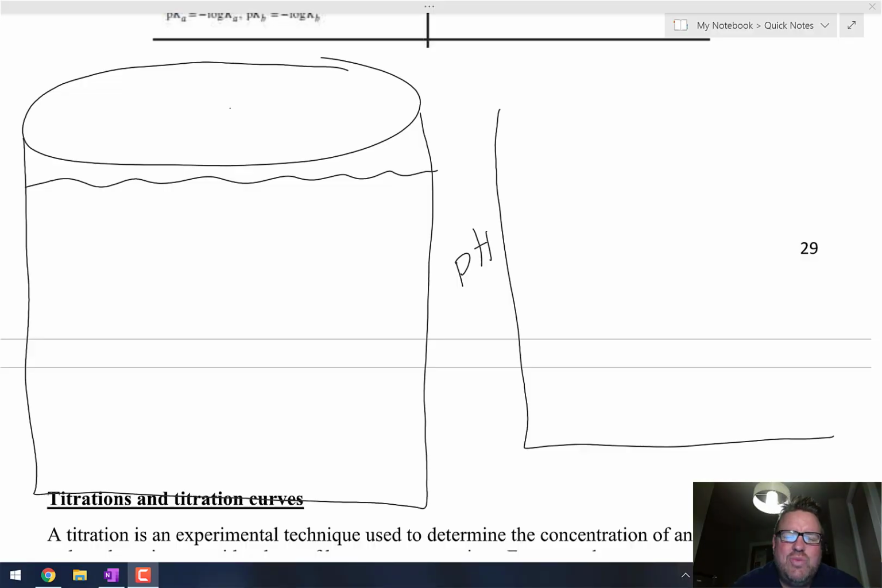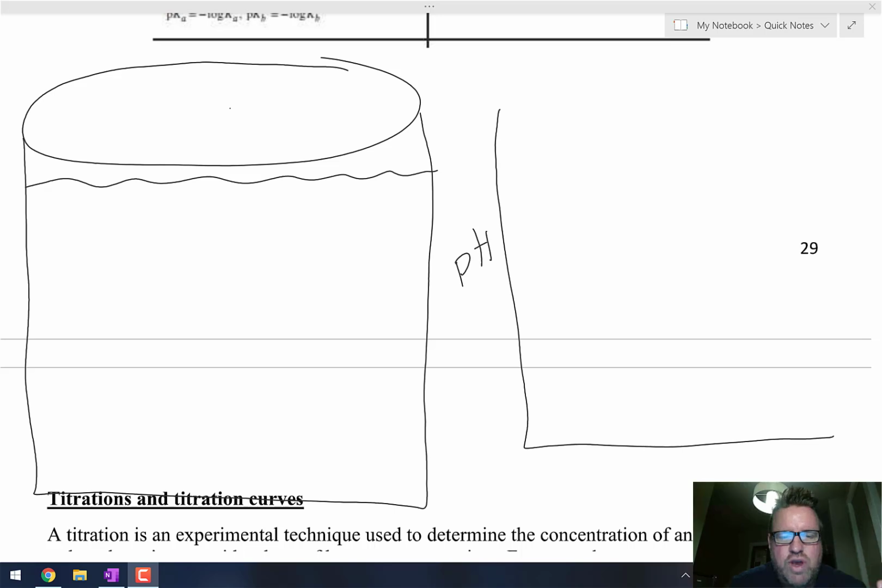In this next section, we're going to talk about what's called a titration, which is an experimental technique used to find the concentration of either an acid or a base. What I've got here is two different things on the screen. I've got a beaker full of water, and on the right hand side, a graph of what's called a pH curve.